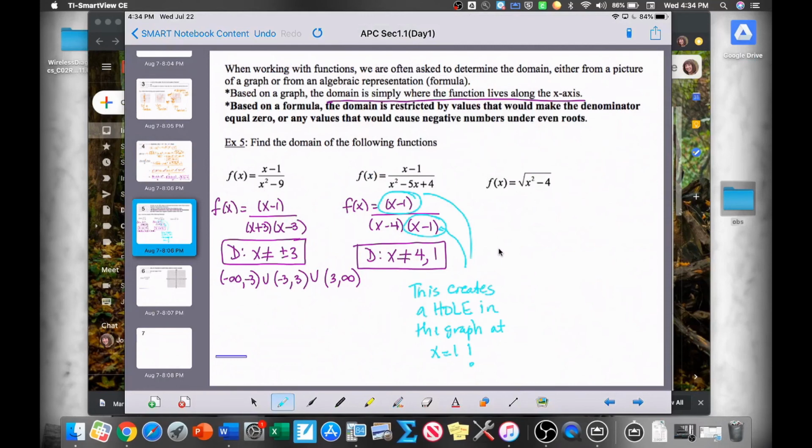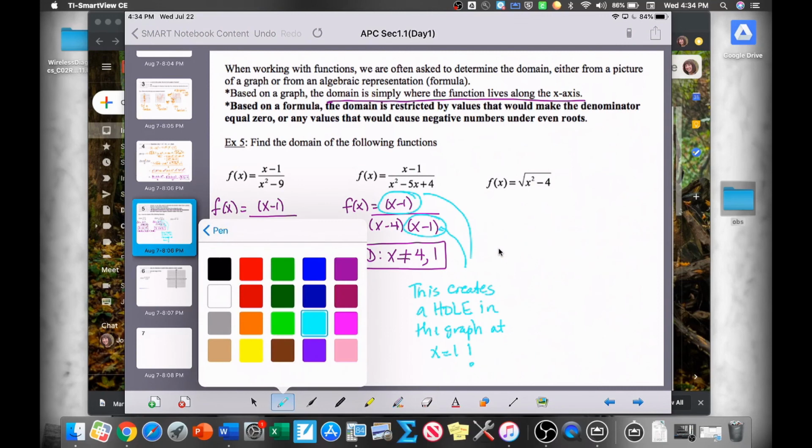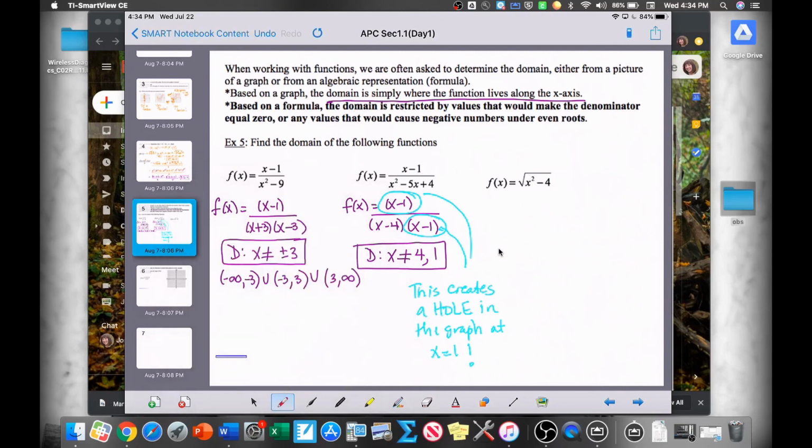All right, so we have one more example here to do on this page. f(x) equals the square root of x squared minus 4. This is going to be the most interesting example yet, and it's going to allow us to do some great review from pre-calc.